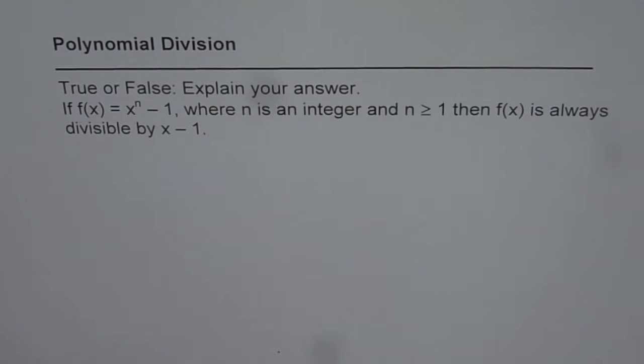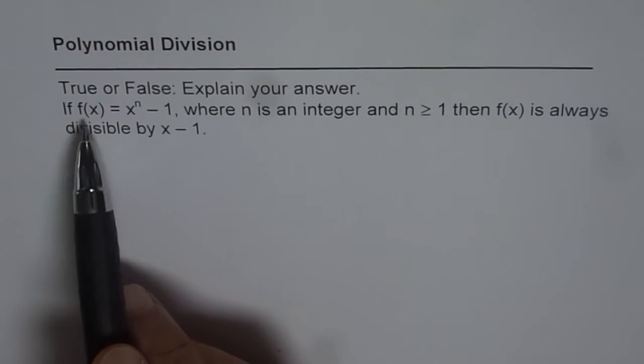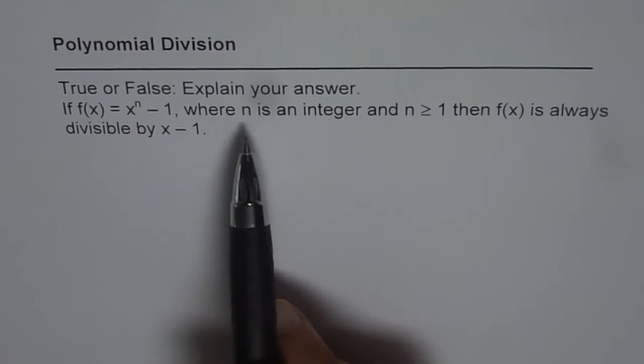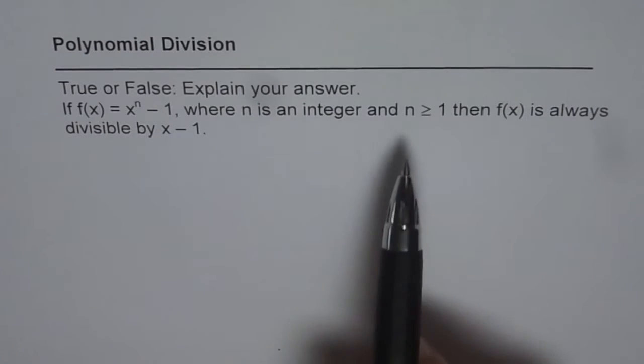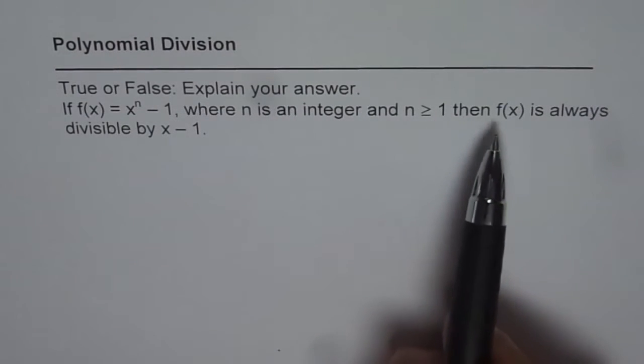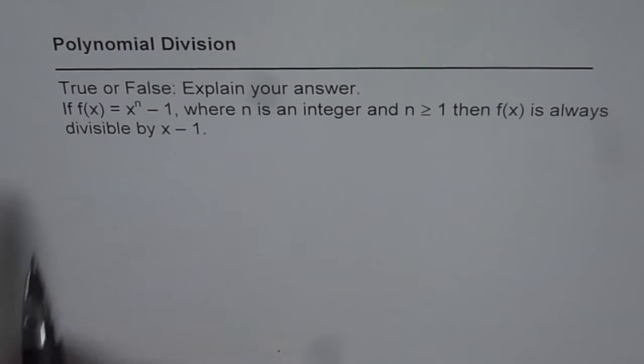Here we have a very simple question, just true or false, and you need to explain your answer. The question is, if f of x equals x to the power of n minus 1, where n is an integer and n is greater than or equal to 1, then f of x is always divisible by x minus 1. So that is the question.